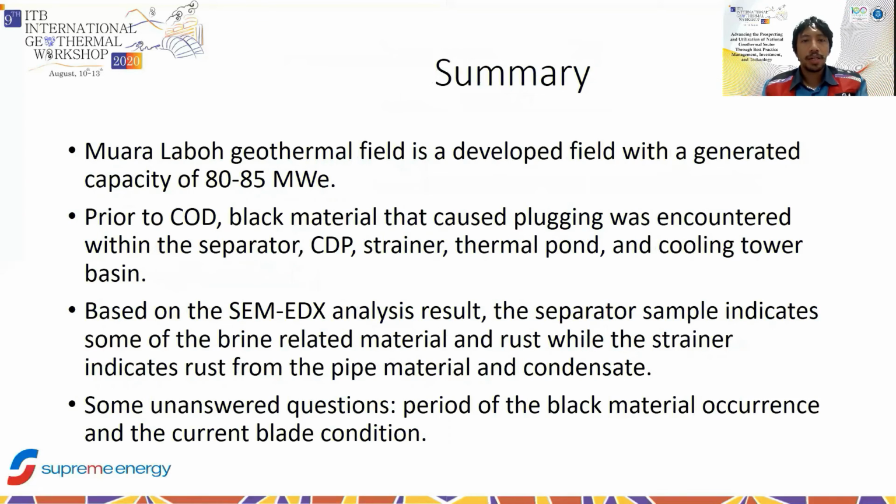And this is the last page of the presentation. This is a summary. We've been operational for about 7 months with the capacity of 80 to 85 megawatt electricity. And prior to COD, black material was encountered within this location, CGP thermal plant cooling tower basin.